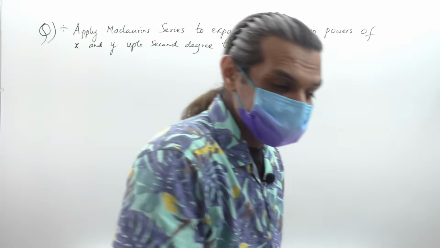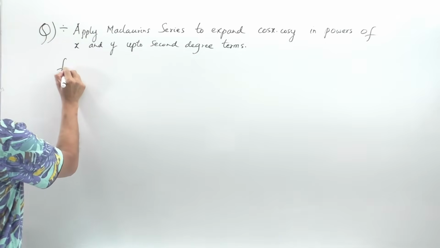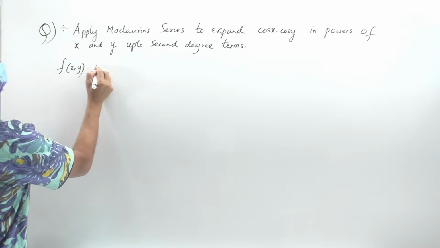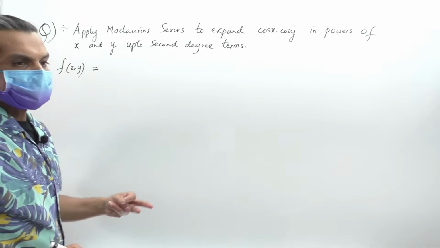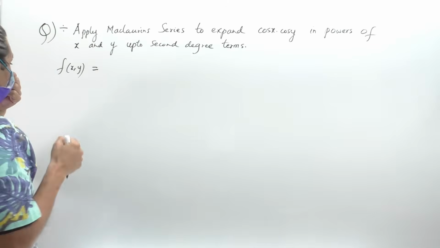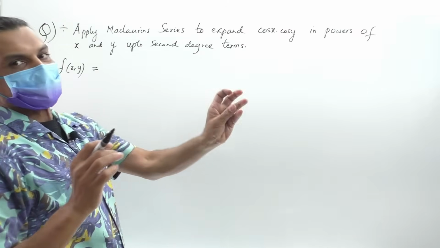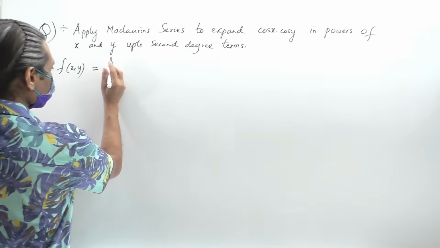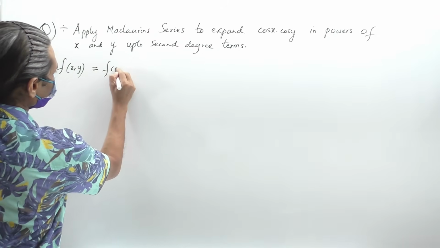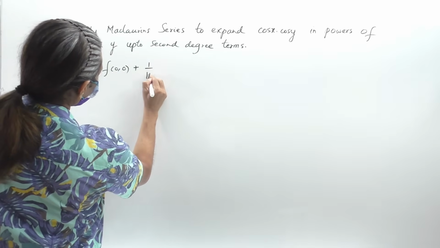See, the Maclaurin series expansion is written as f. See, Maclaurin series double expansion is about the point 0 comma 0. Okay, while Taylor's is a and b, Maclaurin's is simply 0 and 0. So first write the expansion here. Okay, the expansion is given as f of 0 comma 0 plus 1 by 1 factorial.